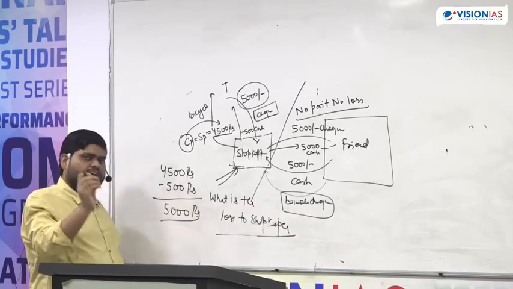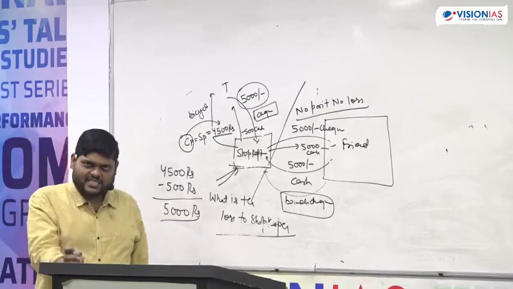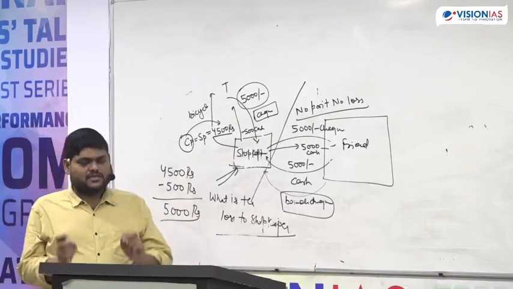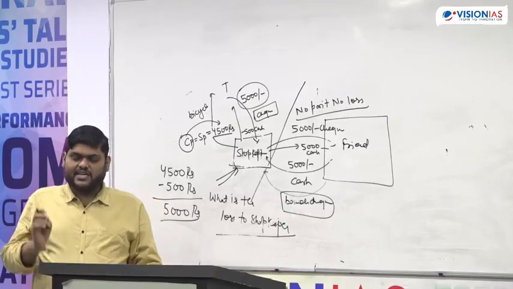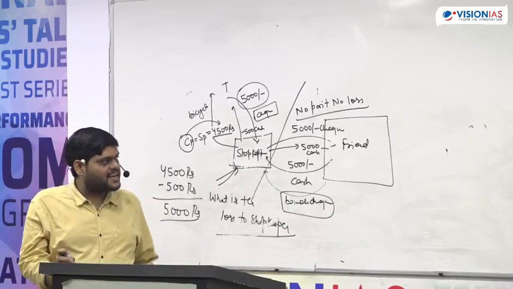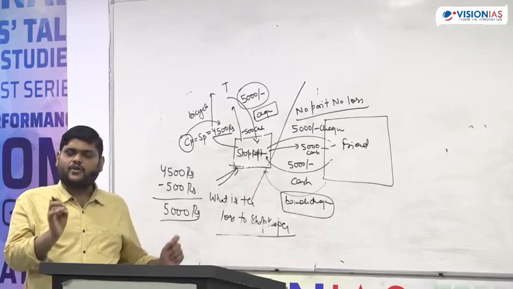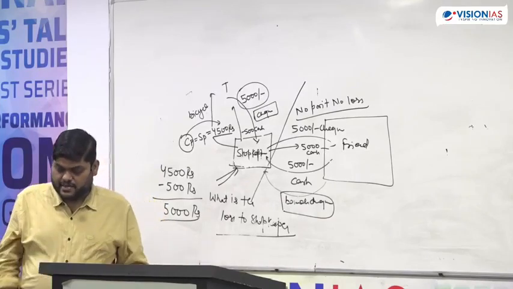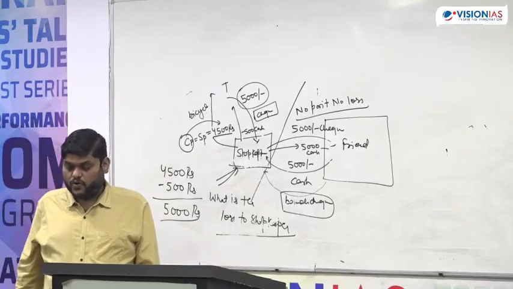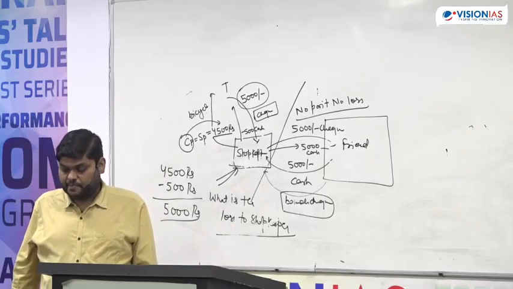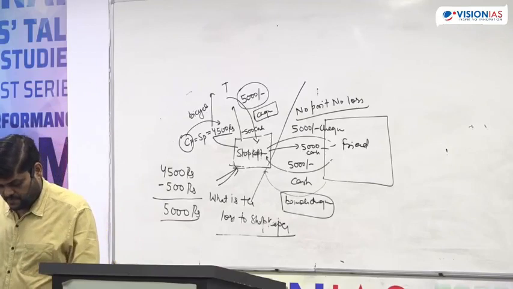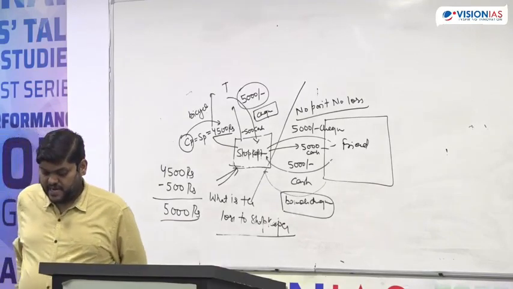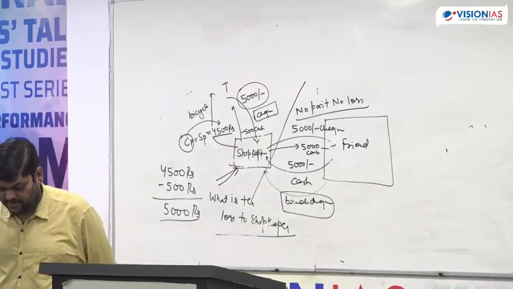So whoever has given 5,000 as an answer and understands this process, I can say that your concepts are very clear and definitely you are going to clear the CSAT paper. Okay, tell me, any doubts if you have?